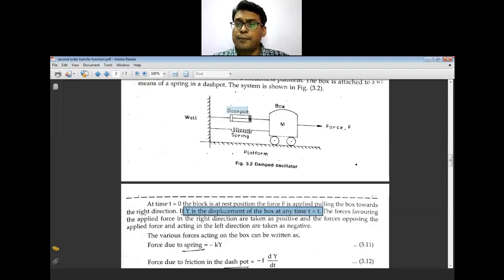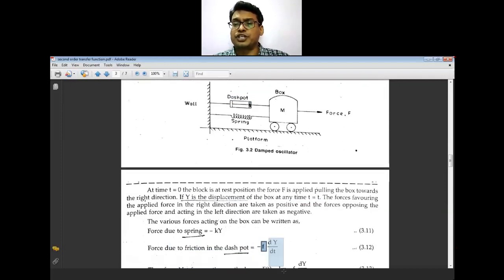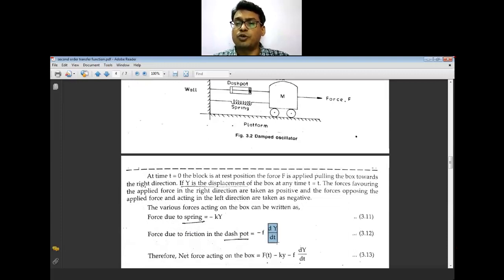And what will happen for the dashpot? The force due to the friction in the dashpot is the frictional force F into the change in distance upon the time, that is, the frictional force into dy/dt. So the total net force acting on the box is your F(t), the applied force.